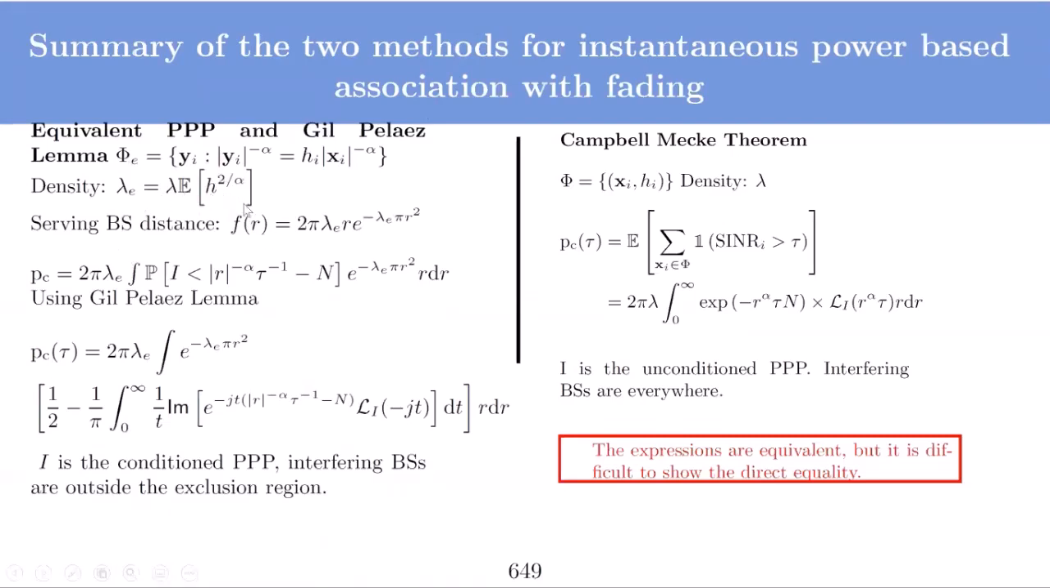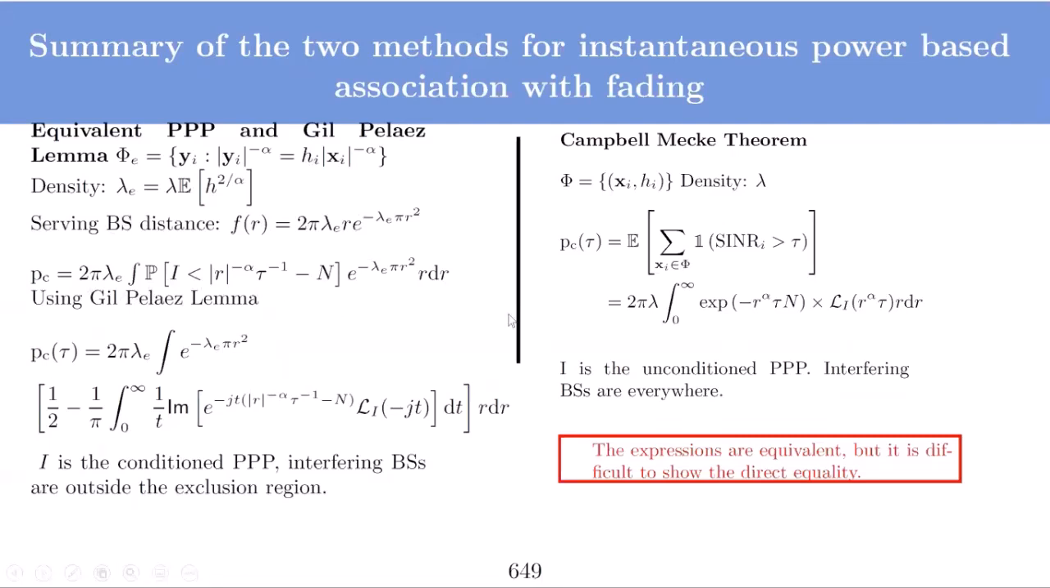In that case, because here the association is based on distance, you would compute the serving base station distance, which is given by this, and then condition on that you will compute the interference CDF. So the coverage probability would be given as 2 pi lambda times the integration of probability I is less than r^(-alpha)(tau^(-1) minus n) e^(-lambda pi r^2) r dr.